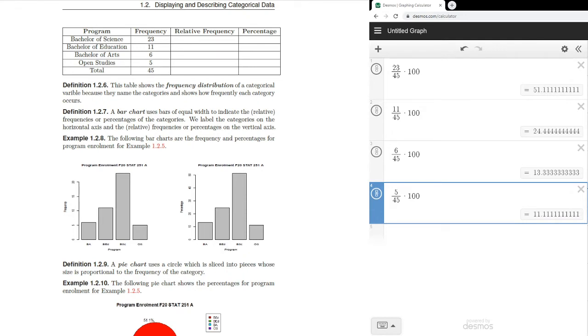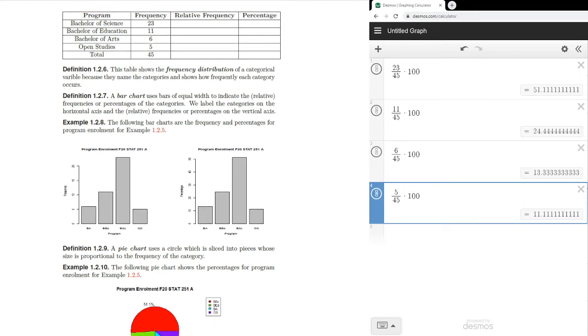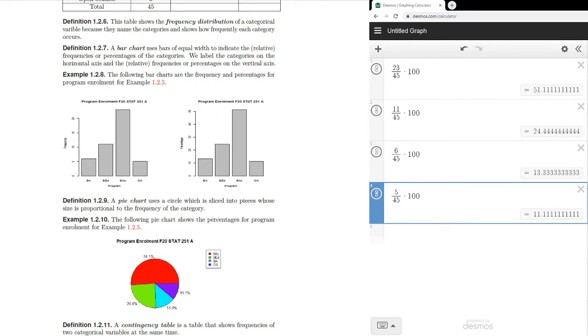Another type of display is a pie chart. A pie chart uses a circle which is sliced into pieces whose size is proportional to the frequency of the category. So the following example shows the percentages of program enrollment from the previous example, and pie charts are useful for seeing how each category fits overall.